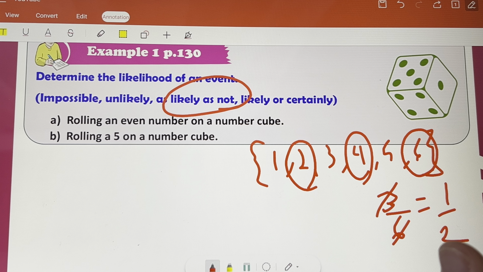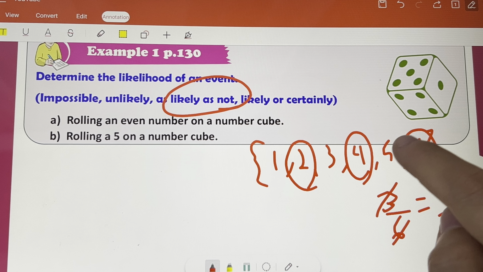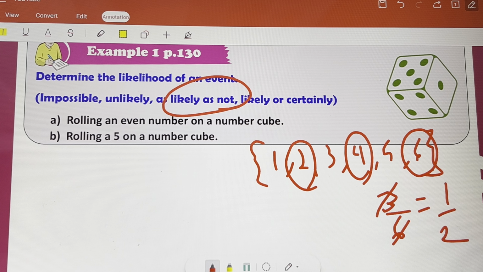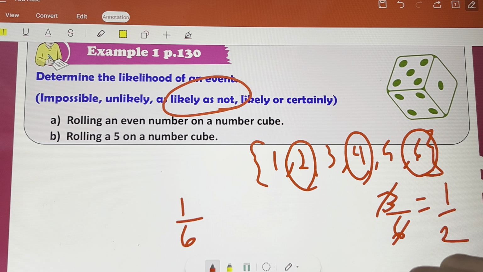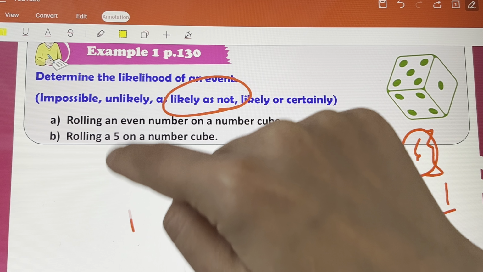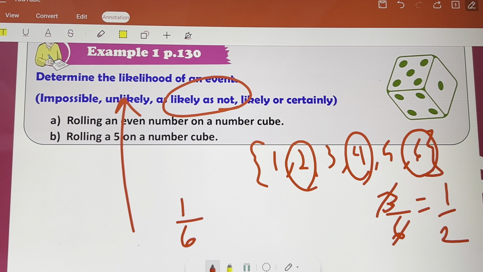The second one, rolling a 5 on a number cube, only getting 5. So only getting one number is 1 out of the total of 6, which I'm going to call unlikely. I'm going to call it what? I'm going to call it unlikely.